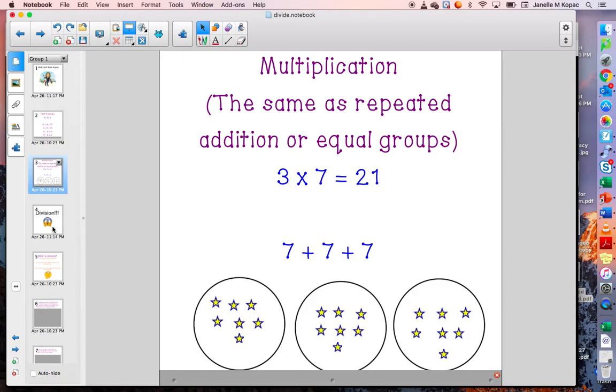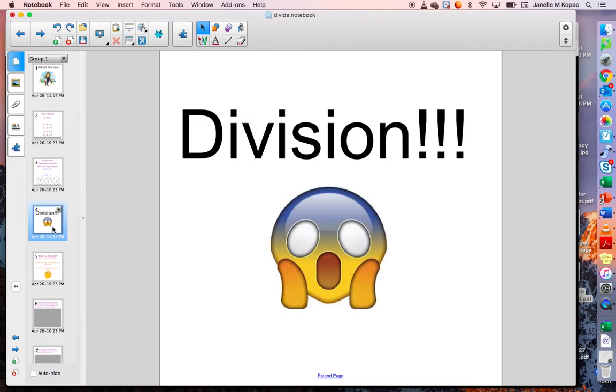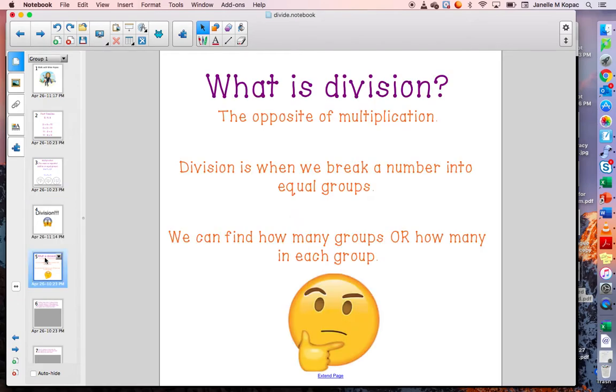Today we are going to start something new, and that something new is division. I told you it was coming, and it is here. So what is division? Division is the opposite of multiplication. Division is when we take a number and we break it into equal groups. So basically we're finding out how many groups there are or how many items there are in each group. I want to show you a couple examples.